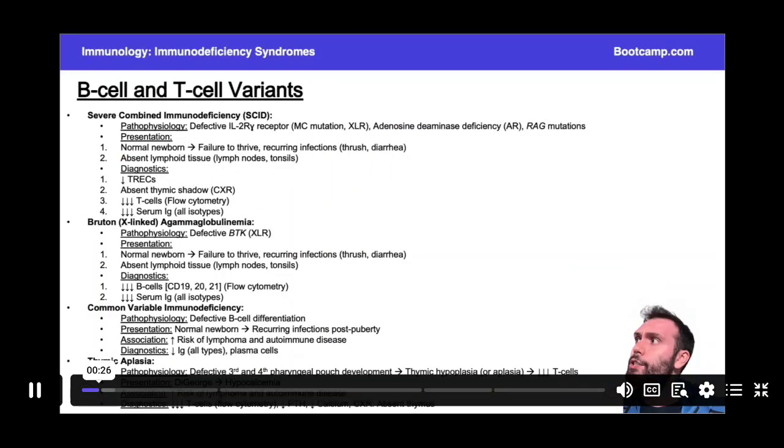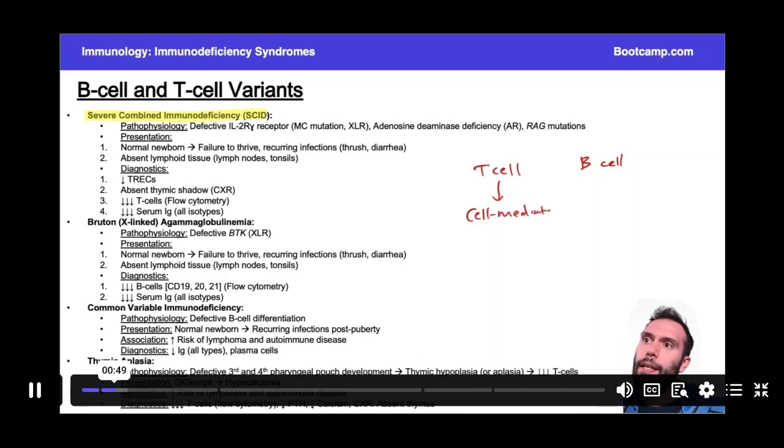We're going to start off with severe combined immunodeficiency. Now, this is probably one of the highest yield overall. When we're talking about SCID, or severe combined immunodeficiency, we're talking about involvement of both B and T cells. So in your mind, when you're thinking about these different pathologies, you want to ask yourself, are there T cells involved and are there B cells involved? And if there's T cells involved, we know it's going to have some impact on cell-mediated immunity.